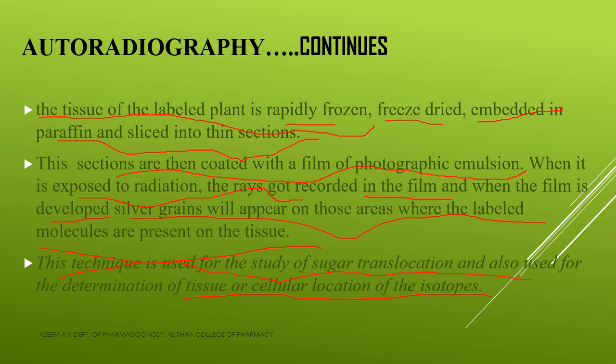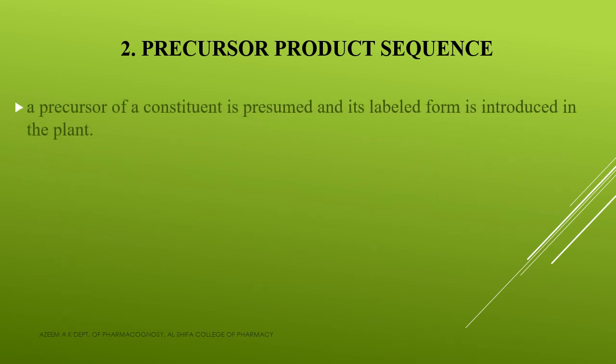So this technique is used for the study of sugar translocation and also in the determination of tissue or cellular location of the isotopes. Clear? Now, we can see about the next tracer technique, that is precursor product sequence. This is a simple technique. Precursor product sequence is simple to study, but practically it is very difficult to do.